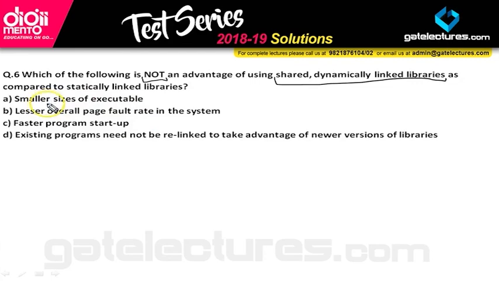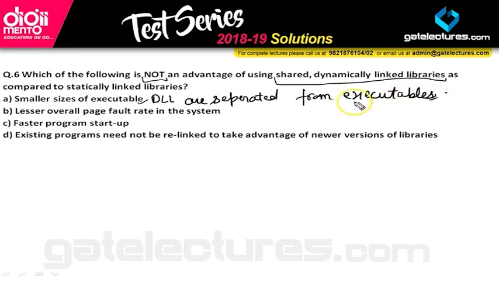So the first says smaller size of executables. This is true. This is an advantage of dynamically linked libraries. Actually what happens is, for dynamically linked libraries, a different library file is maintained, and they are separate. DLLs are separated from executables, and this is the reason why they also have a lesser number of page faults.